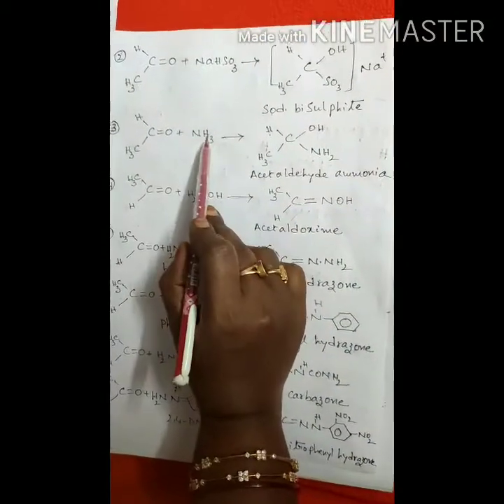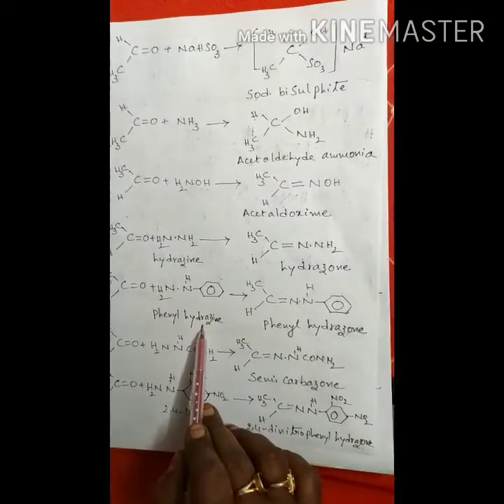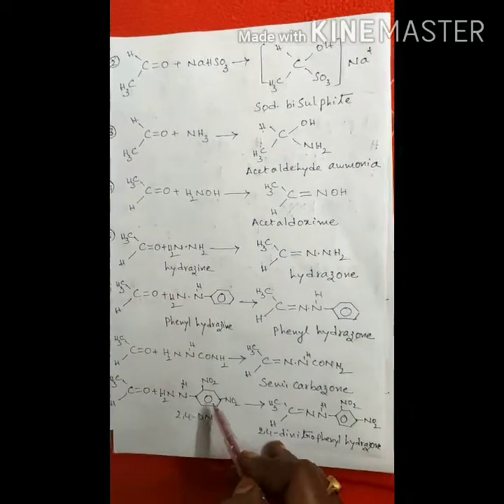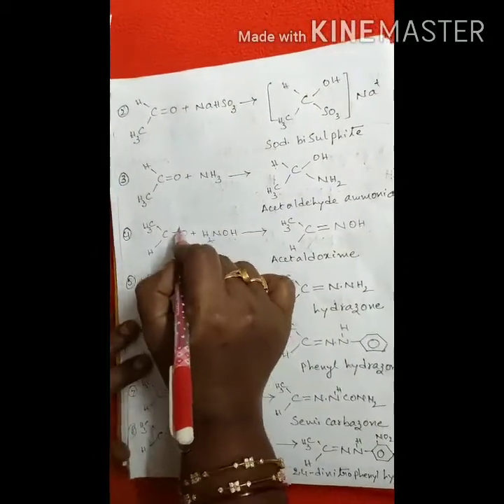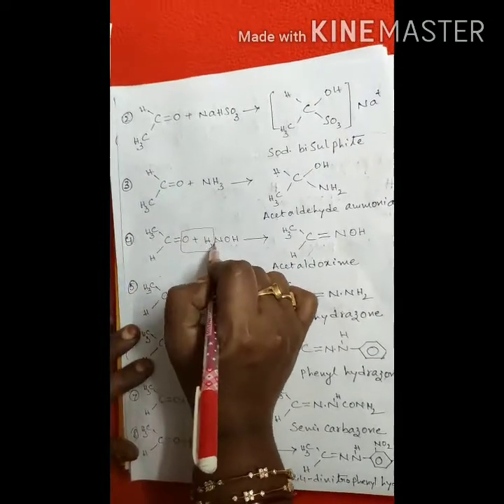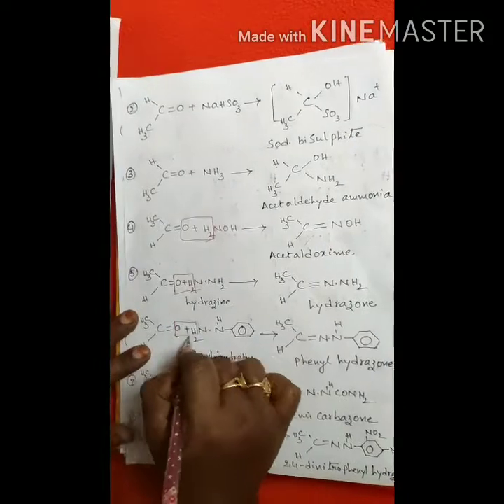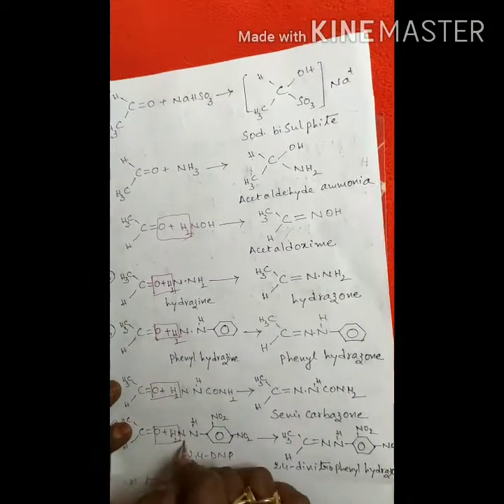Here we have ammonia, hydroxylamine, hydrazine, phenylhydrazine and 2,4-DNP. These are all various reagents, but the common feature is the elimination of a water molecule. In all these cases we just eliminate the water molecule and get the product. So it's very easy to remember.